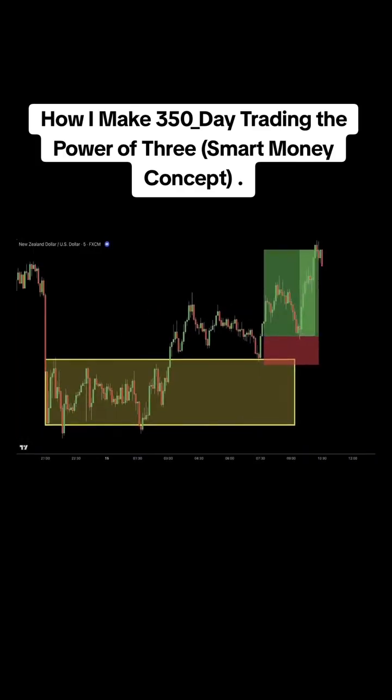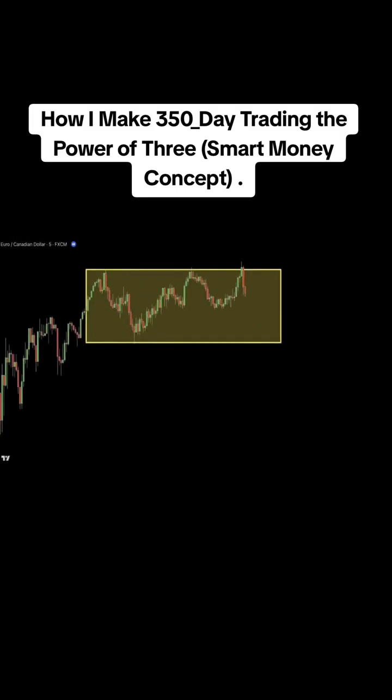As you can see on this chart, the market moves up, confirming a winning trade with a great risk to reward ratio. Now, let's look at another example.